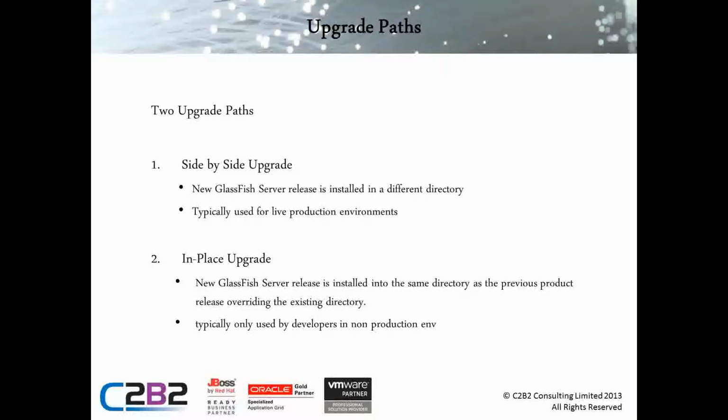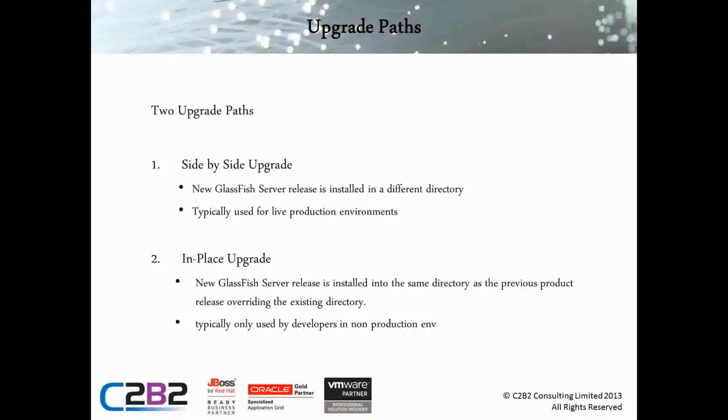There are two different upgrade paths that you could use for migrating from one version to another in GlassFish. The first is called the side-by-side upgrade. As the name suggests, it means that you could have two different installations running side by side. The new GlassFish server release is installed in a directory different from the release you're upgrading from. So you perform a basic installation of GlassFish Server 4 in a location other than the one used by the older product.